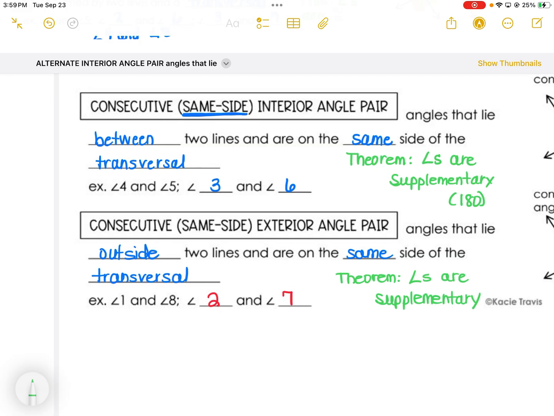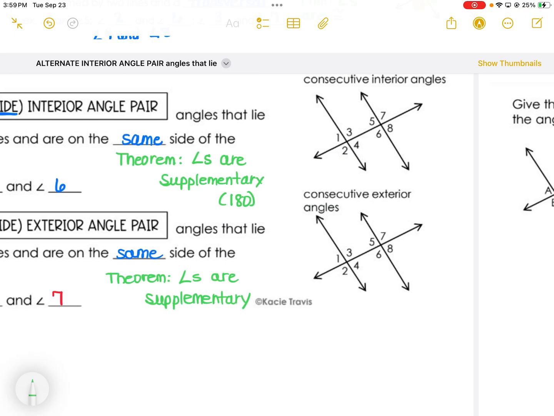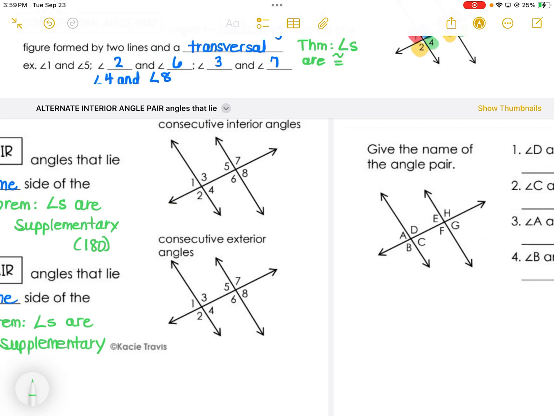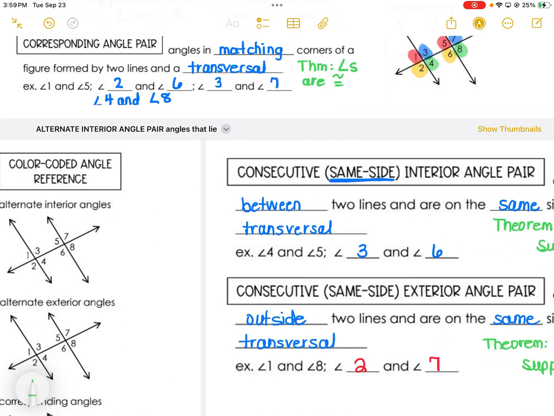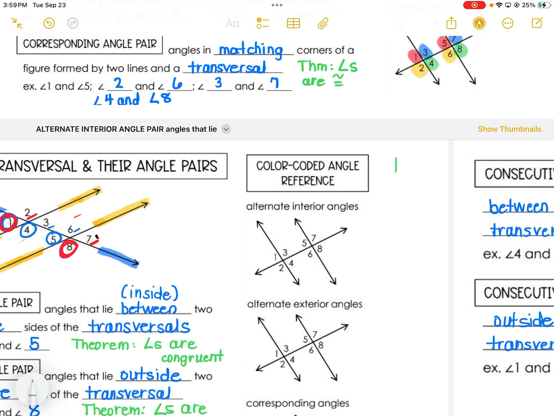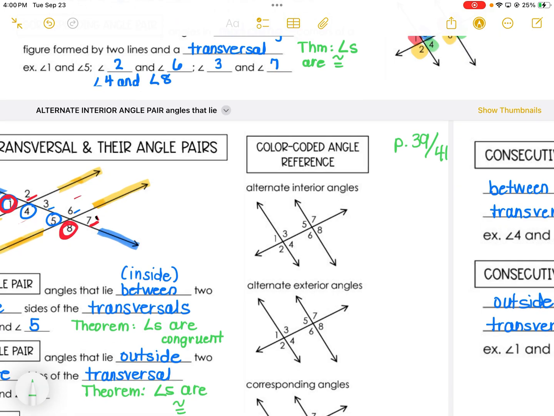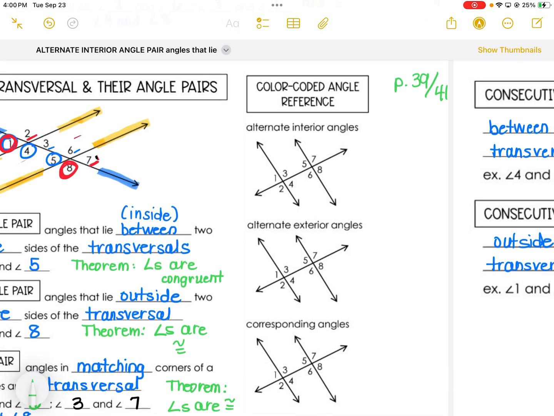All right. So then we got some colored pencils or highlighters or whatever you want to use. And on page 39 or 41, depending on which class you're in, we had that long vertical strip of paper that said color-coded angle reference, okay? So this is just another visual to be able to identify these angles.